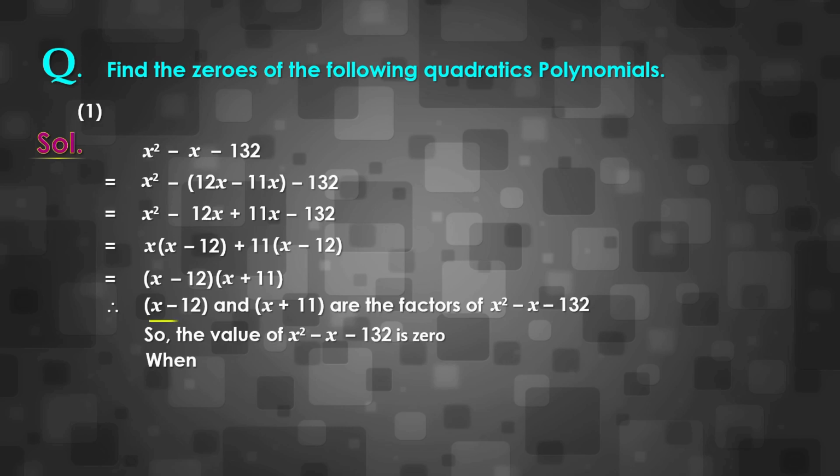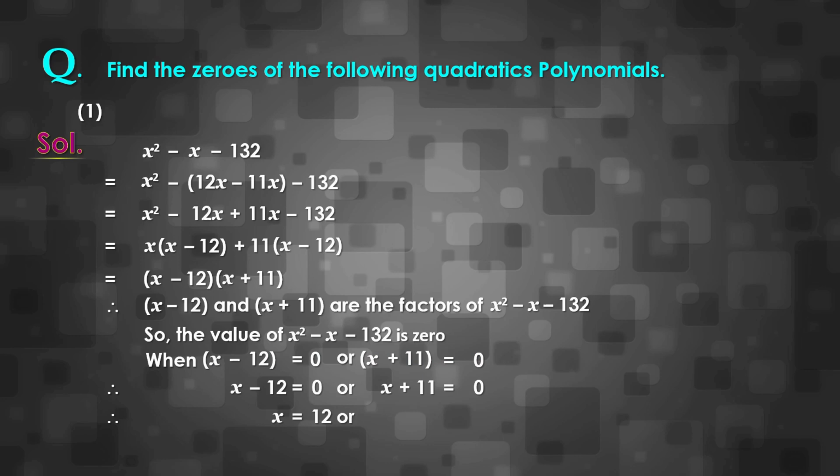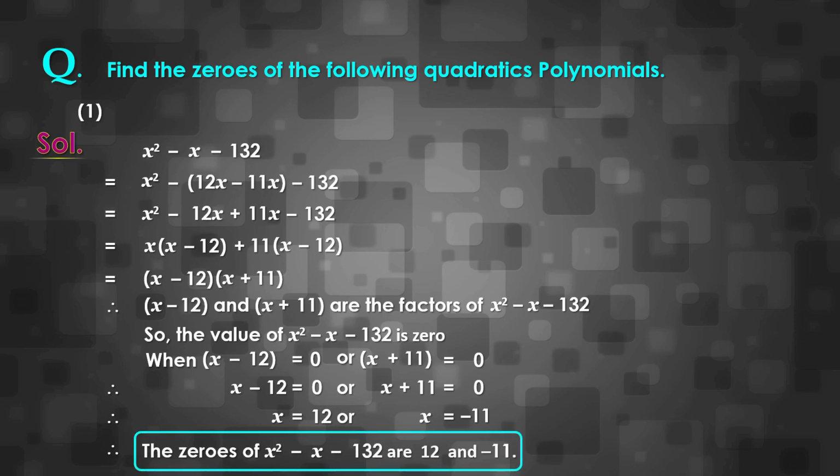Now, to find the zeros, we equate each factor to 0. First, x minus 12 equals 0. This gives x equals 12. Second, x plus 11 equals 0. This gives x equals minus 11. Therefore, the zeros of the quadratic polynomial x squared minus x minus 132 are 12 and minus 11.